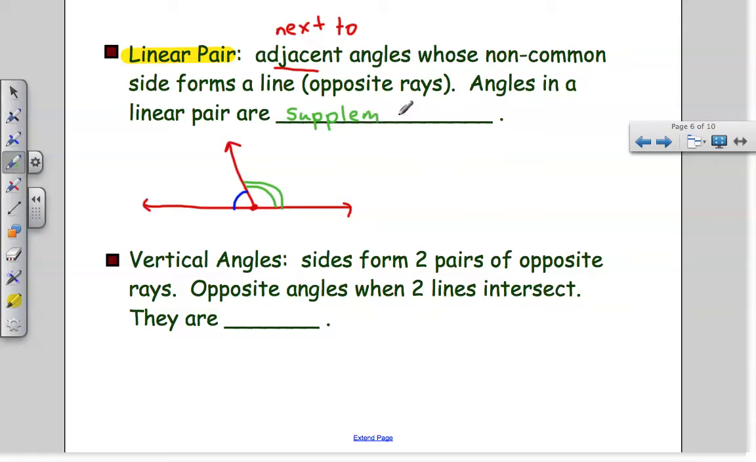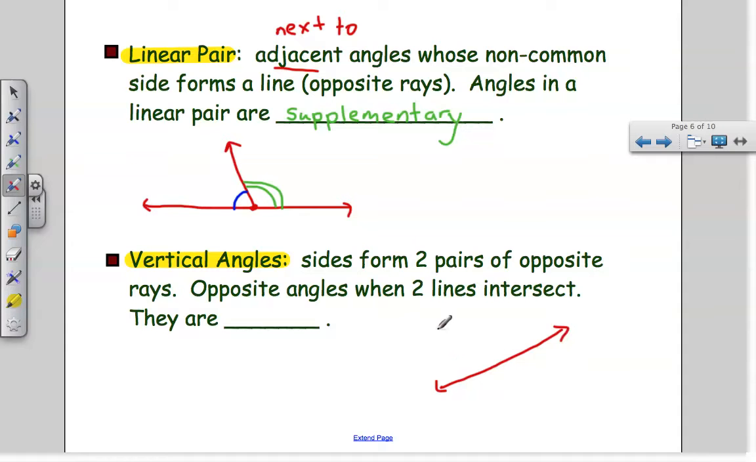So anytime you have a linear pair, the angles are supplementary because they add up to 180, because they're on a line together, and a line measures 180. Now vertical angles, we're going to be saying this term and using these types of angles all year over and over again. Vertical angles are so important. Vertical angles are formed or found when two lines intersect.